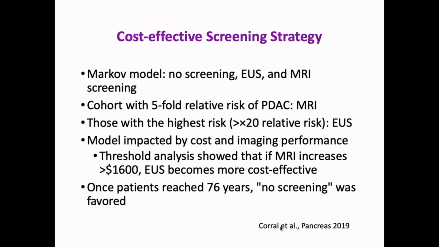A cost-effective strategy for pancreatic cancer screening is seen with both endoscopic ultrasound and MRI. The results of this study were related to the increased risk of PDAC. If there was a five-fold relative risk, MRI was more favored, but the higher the risk, the higher the pancreatic cancer burden in families, endoscopic ultrasound was more so performed. Again, if the test cost increased for MRI, EUS would be most effective.